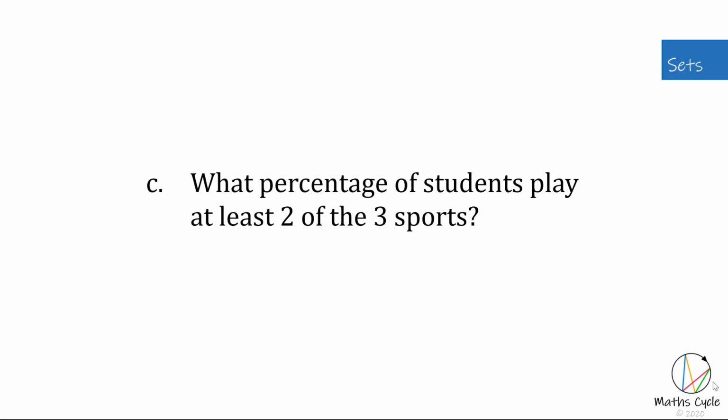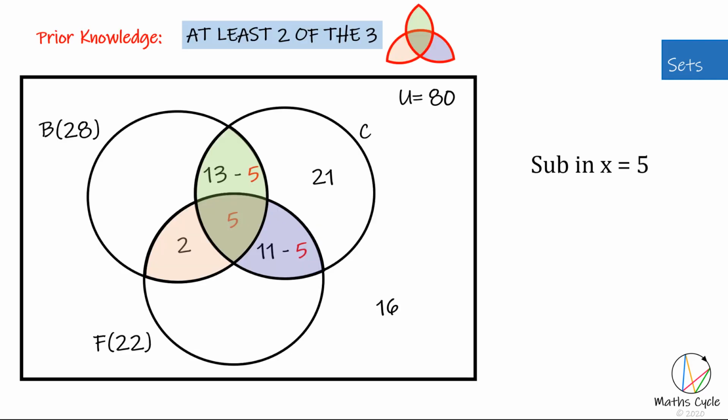Okay, so part C, what percentage of students play at least 2 of the 3 sports? So prior knowledge here is that at least 2 of the 3, this concept in questions, always is this flower structure in the middle of your 3 sets. Okay, so the petals of my flower, these 3 areas are the people that do at least 2 of the sports. So 2 of the sports, and then in the middle of the flower are the people that do all 3 of the sports. So altogether, this is at least 2 of the 3 sports.